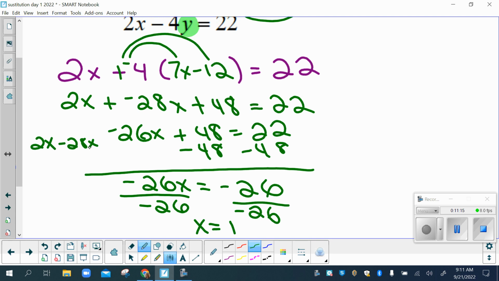I just have 2x minus -28. No, that's too many negatives. So it's either 2x minus 28 or 2x plus -28. So you're just combining. That's all I'm doing.